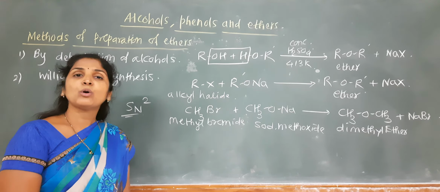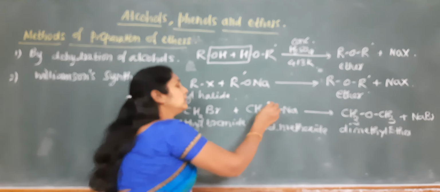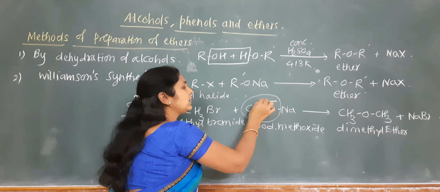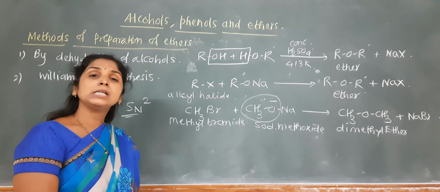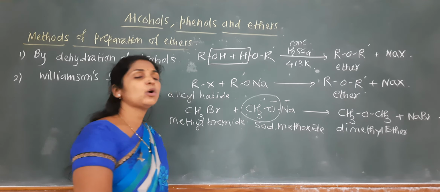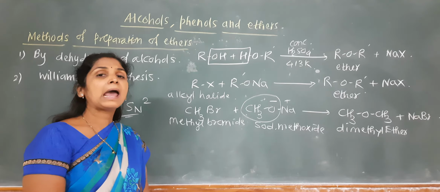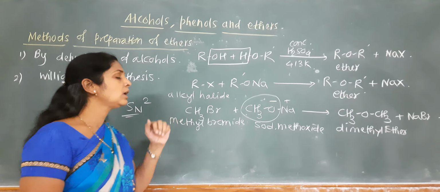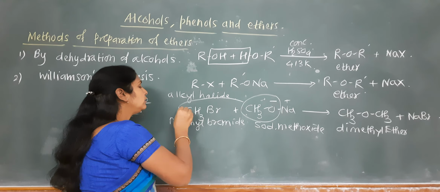Here, when we talk about the nucleophile, the alkoxide ion is acting as a nucleophile. In this reaction, the alkoxide ion that is formed, OR minus, is the nucleophile. The dissociation of sodium methoxide takes place as Na plus and OCH3 minus, and now this nucleophile is going to attack the substrate molecule. Suppose methyl bromide is the substrate molecule, so it will attack from the back side.